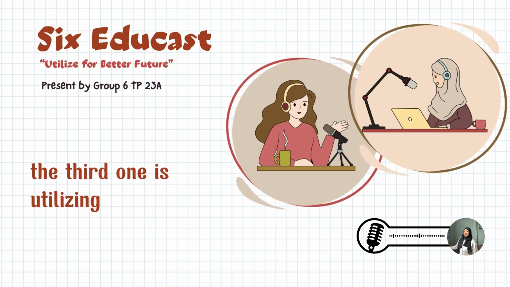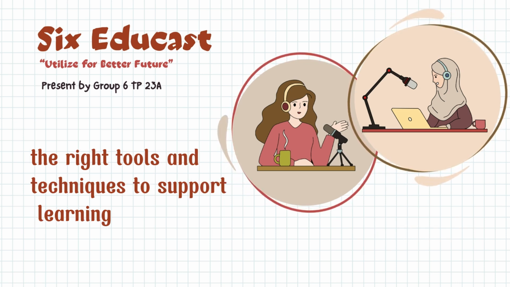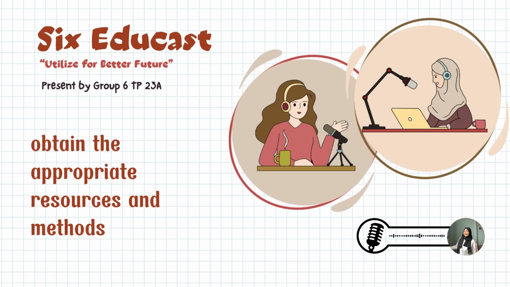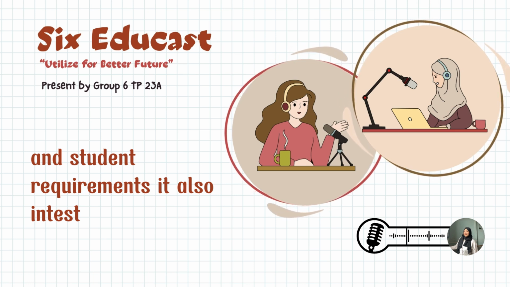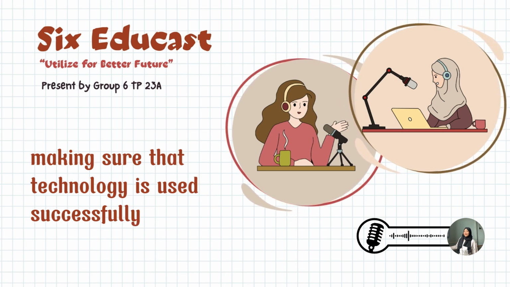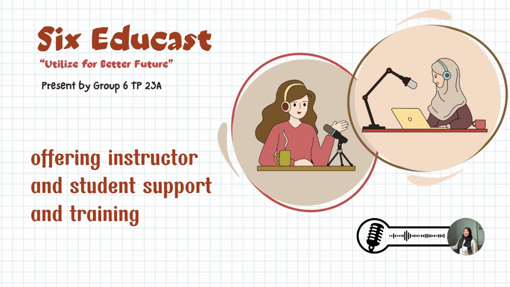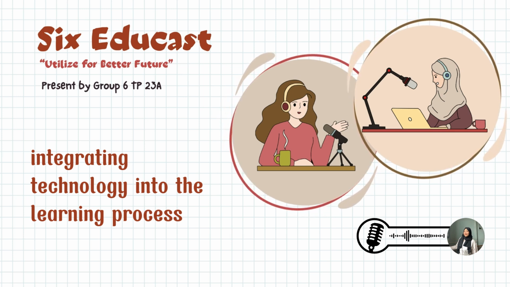The third one is utilizing. It entails choosing and putting into practice the right tools and techniques to support learning. This entails selecting the appropriate resources and methods to meet certain learning goals and student requirements. It also entails making sure that technology is used successfully and efficiently, offering instructor and student support and training, and seamlessly integrating technology into the learning process.